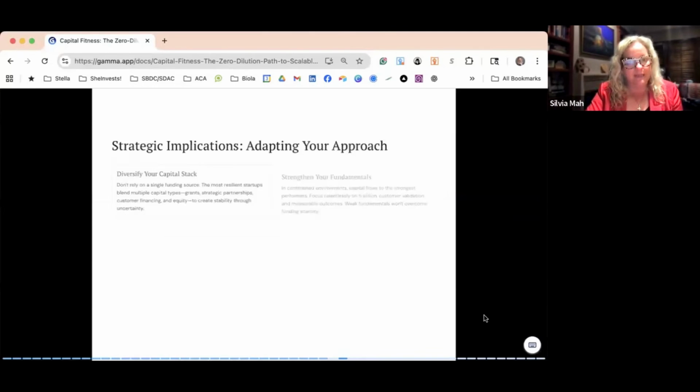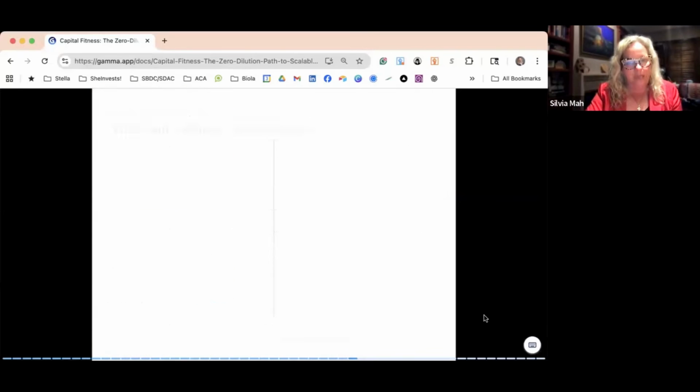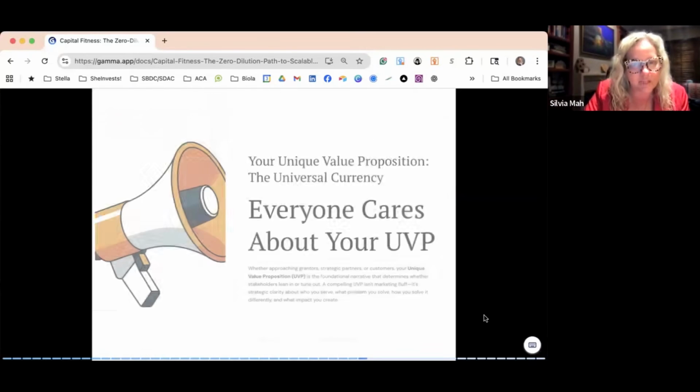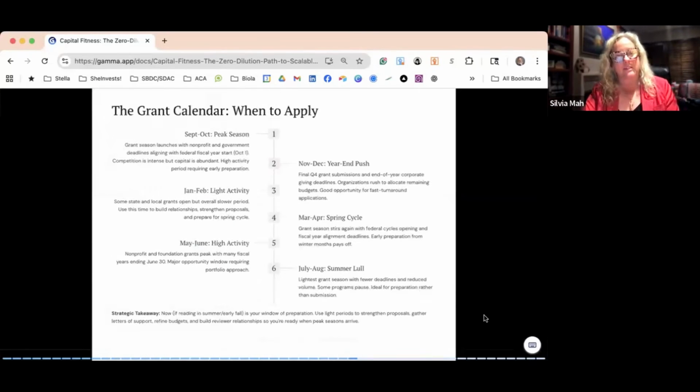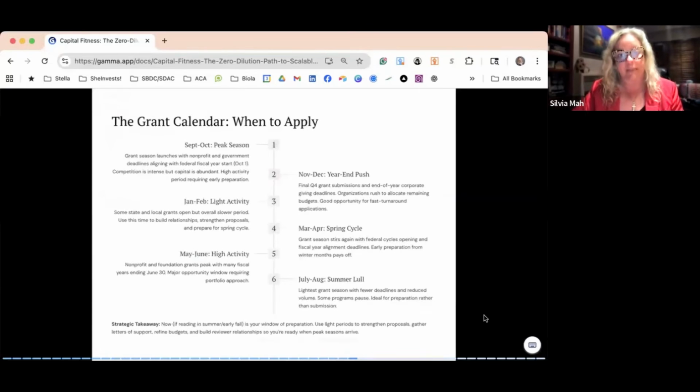Okay, so up next, I want to do the timing piece right now. So the grant calendar is when to apply. I wanted to go through this because it goes into the other theme we wanted to talk about today: how do you get to end of year?